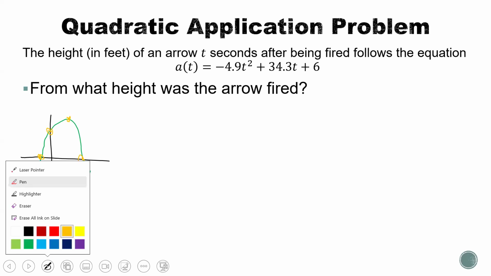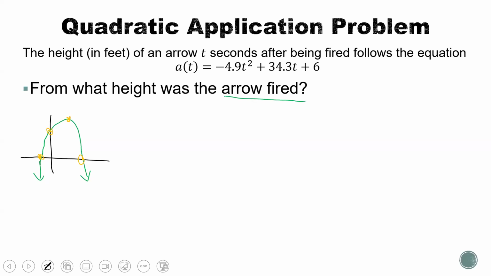Well, one thing to think about is the height where the arrow is initially fired. That happens at the beginning, when the arrow is shot into the air, and we know that process starts, or maybe right before it starts, at time t equals 0. If you remember on our graph, the horizontal axis represents values of time, or t, and the vertical axis represents values of the altitude, or the height, or the values of A.